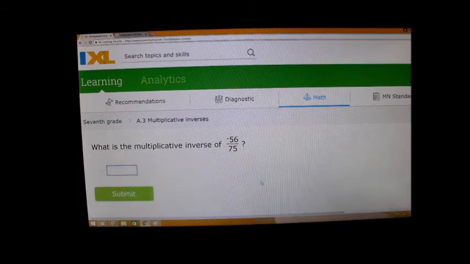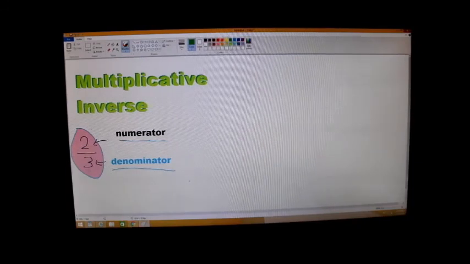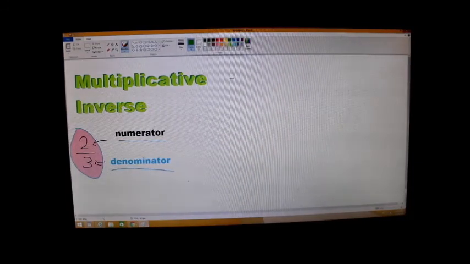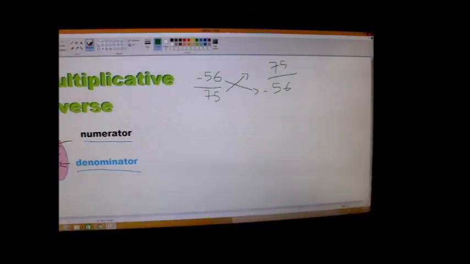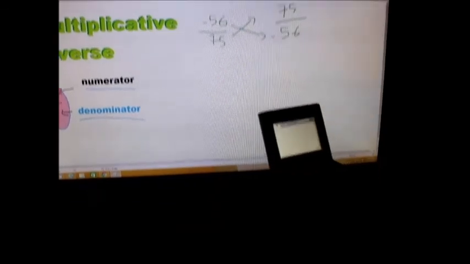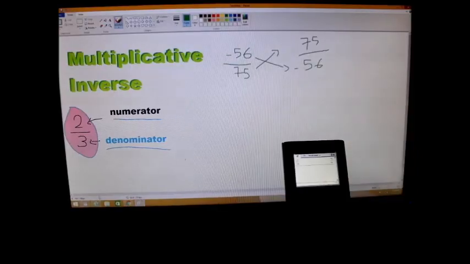What is the multiplicative inverse of -56 over 75? The question is asking us what the multiplicative inverse of -56 over 75 is. We switch these two numbers. Therefore, 75 goes on the top and -56 goes on the bottom. To see if we can reduce, we do 75 divided by -56. So it stays the same, and that's our answer.